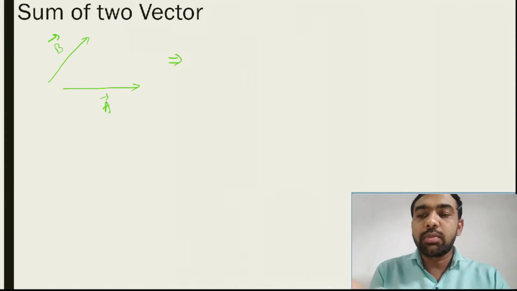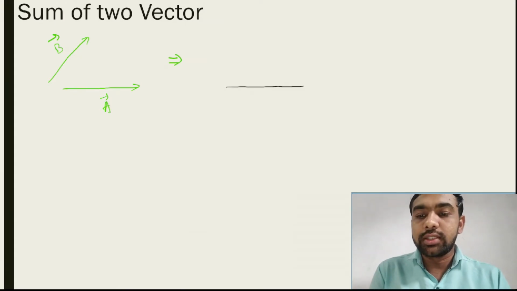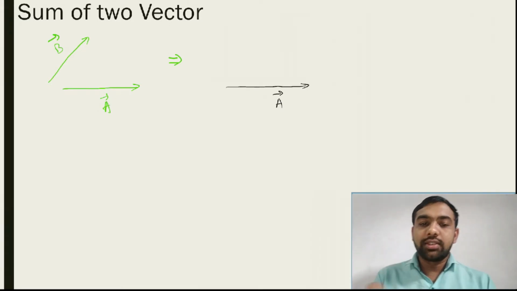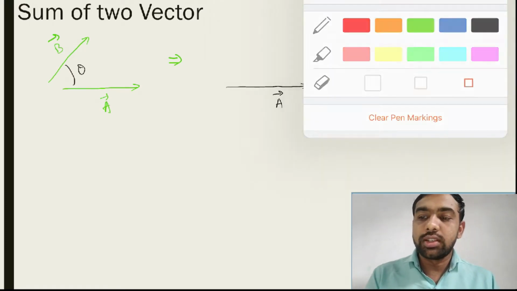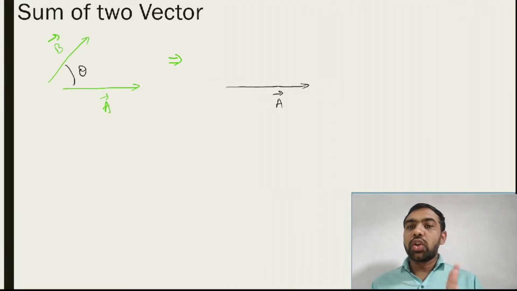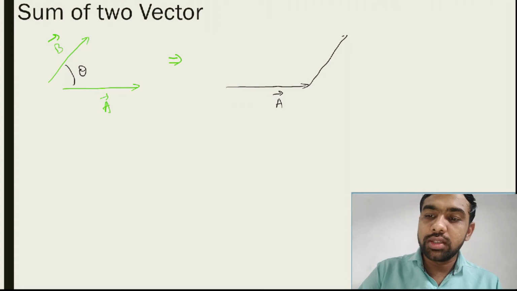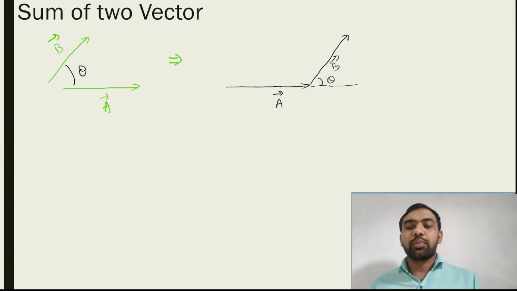Follow this rule. Step number 1, arrange the vectors as per step number 1. A is as it is, somewhere here, and then B is arranged. Suppose the angle between A and B is theta. Arrange B on A without changing its direction. So B is like this, and the angle between A and B is theta, as given here.